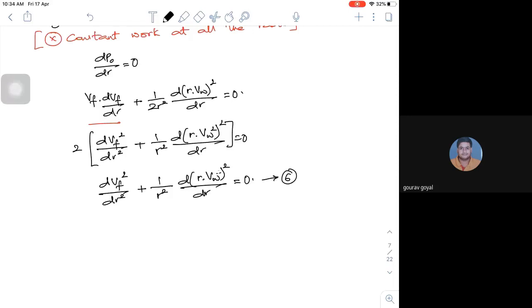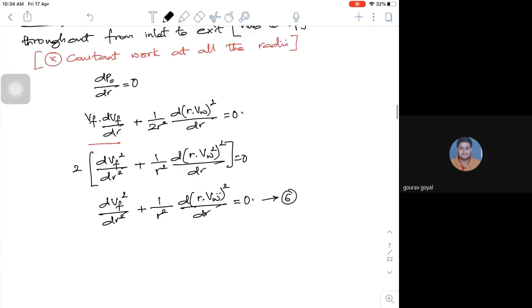Excuse me, sir. It should be dVf square by dr. No, dVf square by dr square. I'm differentiating the second time. No, see, I have Vf, and I'm going to differentiate this particular thing. It should be dVf square by dr square.